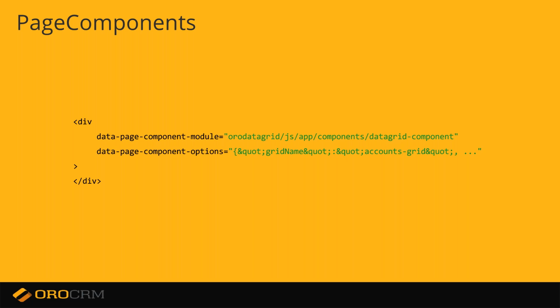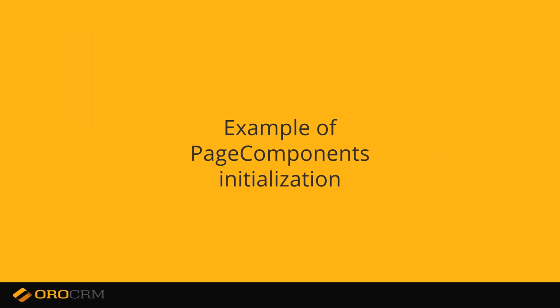In the data attribute of an element, you see how the data grid component is defined. The first attribute is the module name of the component, and the last one is the serialized options object of it.